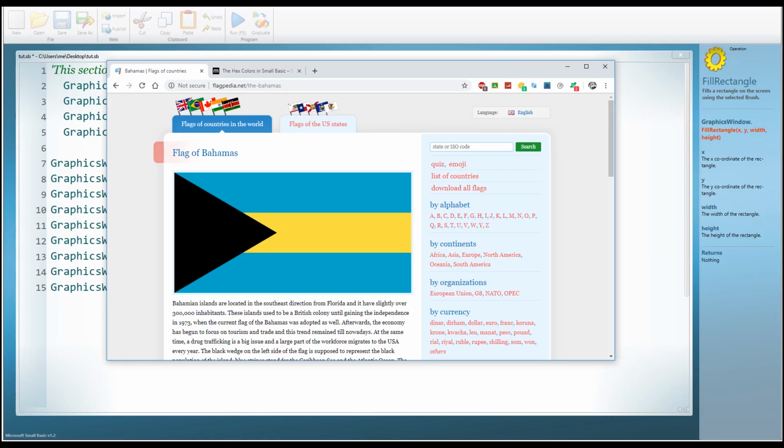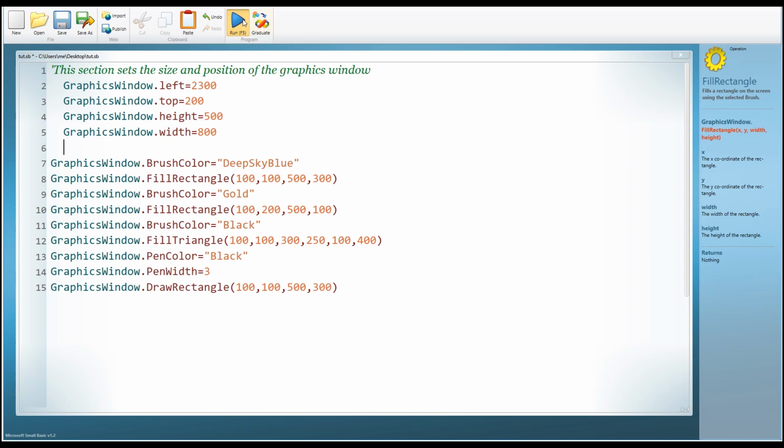A few moments later. So I hope you had a go at doing that. If you did try doing the flag of the Bahamas and you were successful, please leave a comment below. Let me know how you got on. If you weren't quite sure, then here's one possible way in which it could be done.